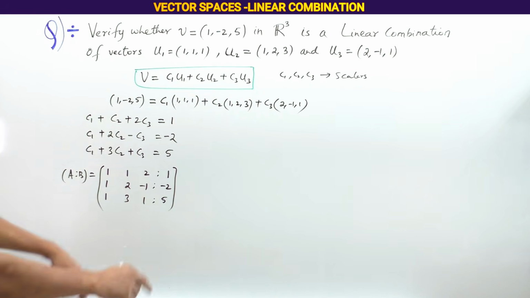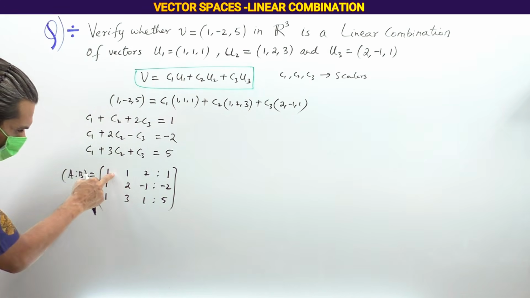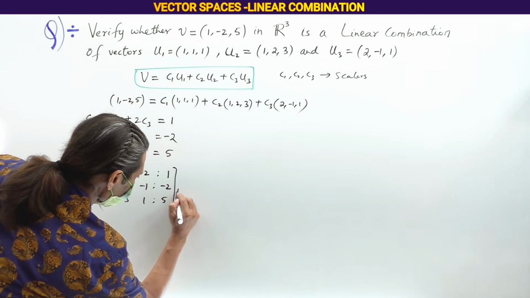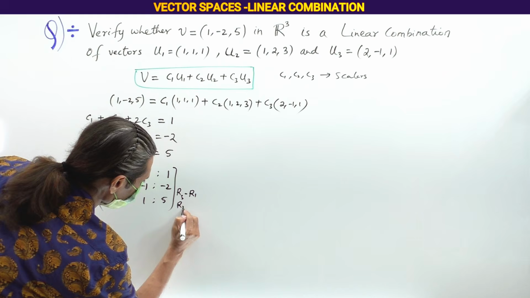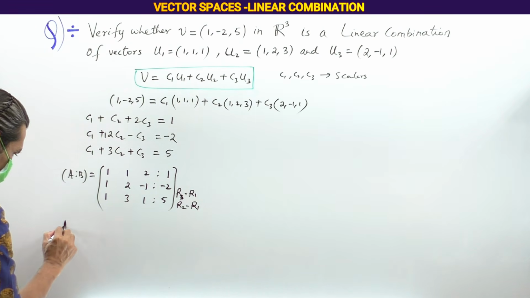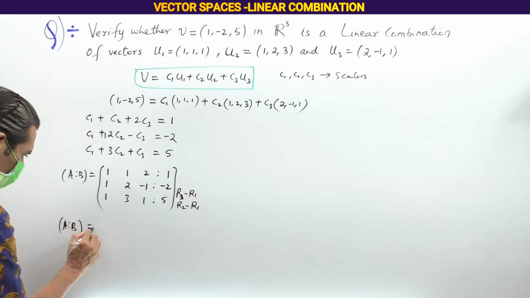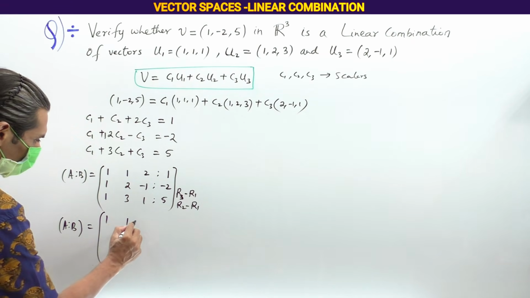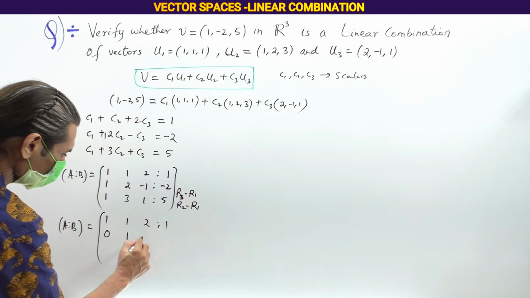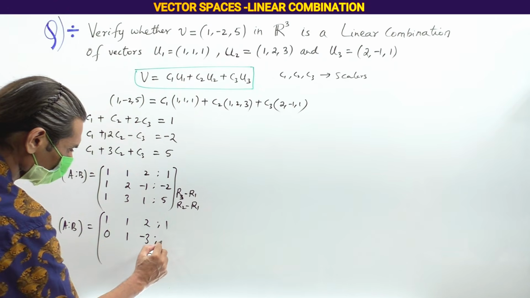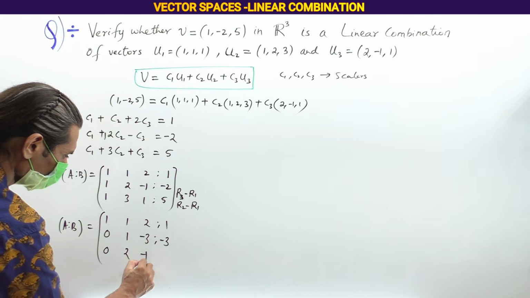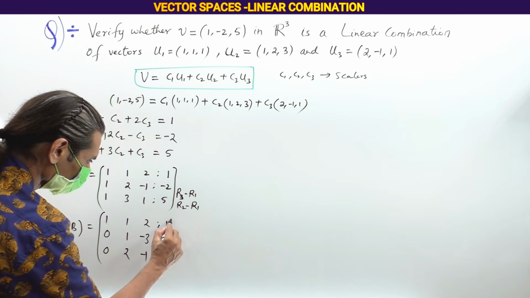The concept is simple: making use of this 1, make the entries below it 0. Because this is simple, I will do it directly. I write R3 - R1 and R2 - R1. That's it. So, [A|B] will now be: (1, 1, 2 | 1), (0, 1, -3 | -3), and (0, 2, -1 | 4).